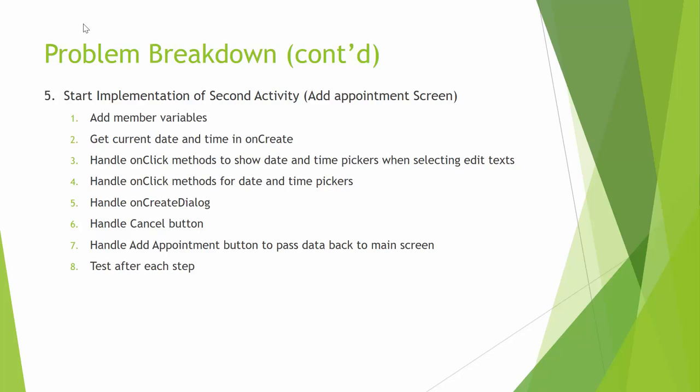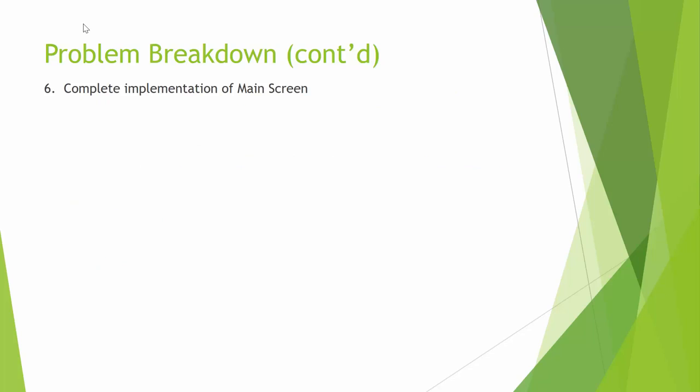The last part of the implementation of the program is going to be completing the main screen implementation, which is handling onActivityResult, the data coming back from the second activity, where I populate the array list and add it to the table rows and show the table rows.